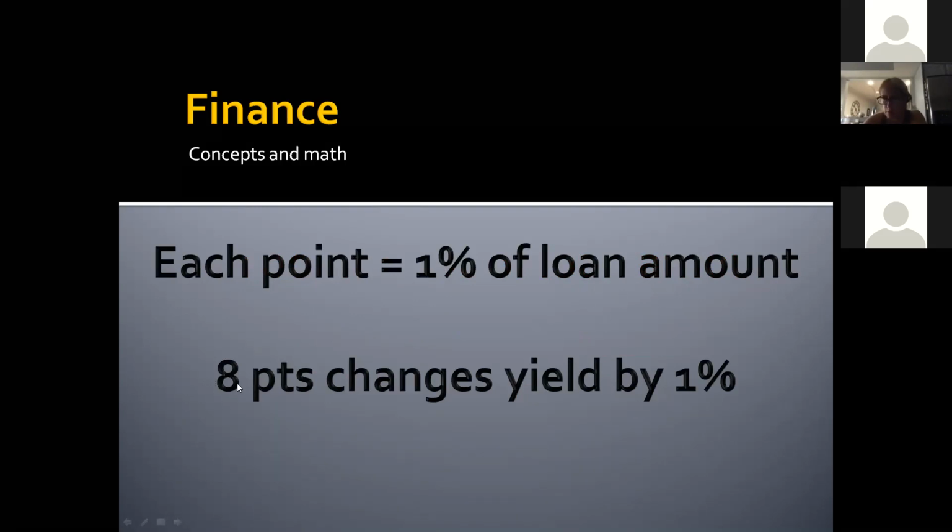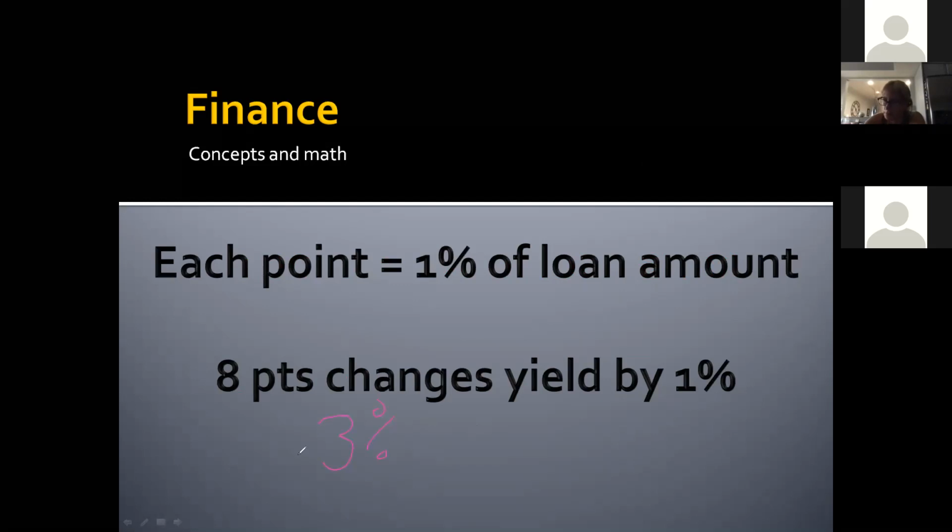And we want to remember that there's the thing called the rule of 8. 8 points changes the yield by 1%. And remember, the bank does things based on the yield to the bank. So when you get a loan that's at 3%, the yield to the bank on that loan is 3%.